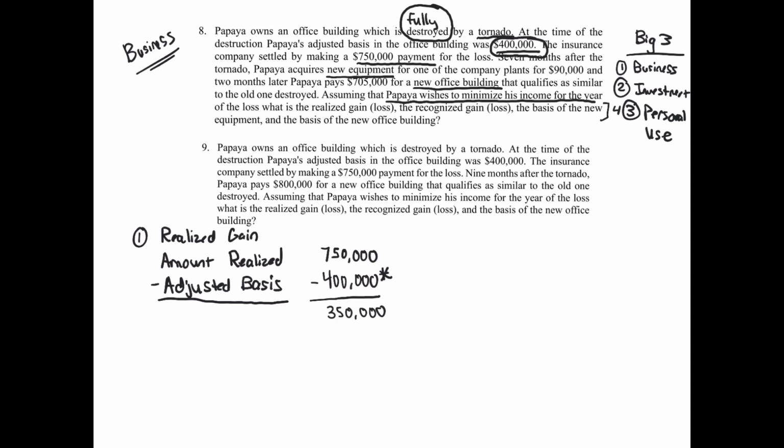Okay, so we got a $350,000 realized gain here. Okay, $350,000 realized gain. Now, the second question, the recognized gain or loss.